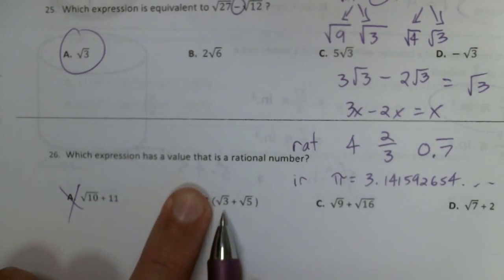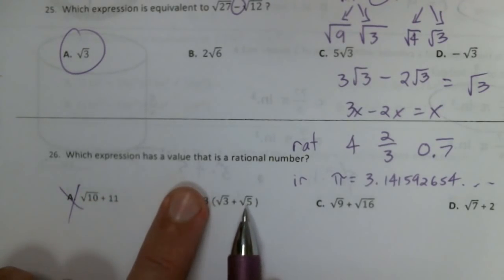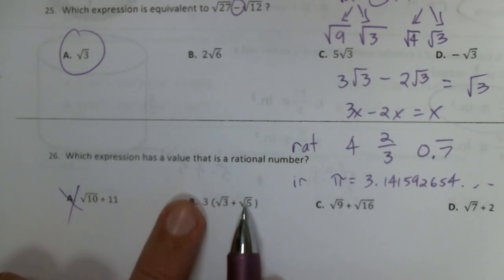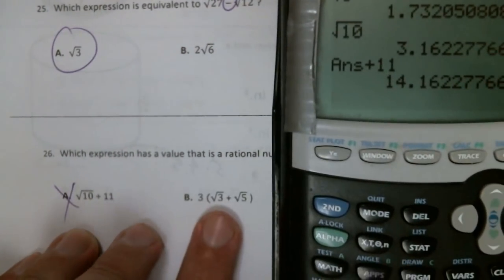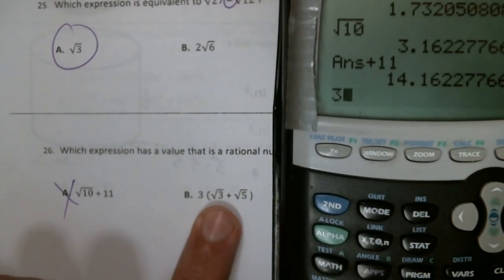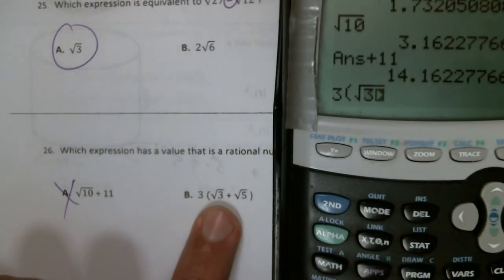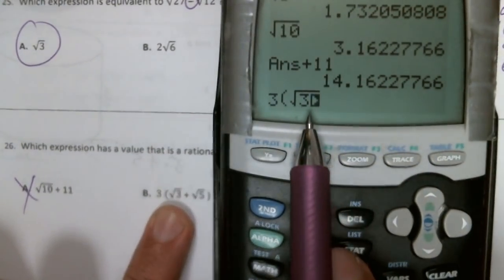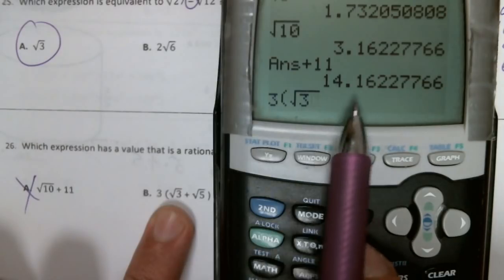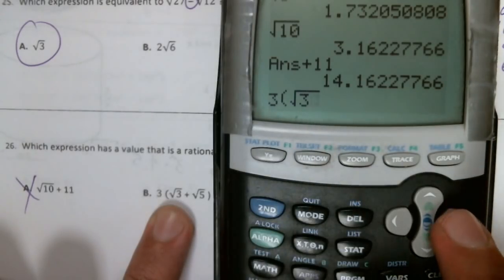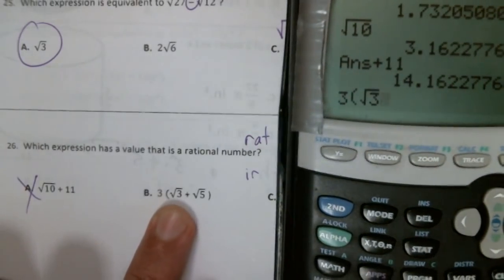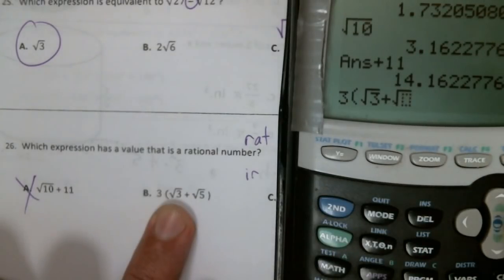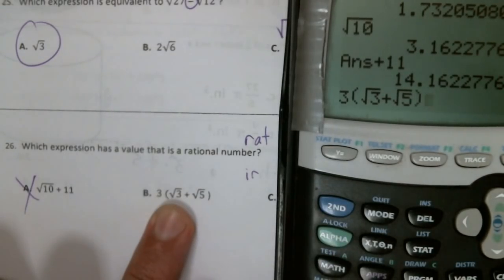Let's do the parentheses first. Square root of 3 plus the square root of 5, I can't add those. That's 1 apple plus 1 orange. I can't add those. So in this case, I would just multiply this on my calculator. I would do 3, parentheses, square root of 3. If your calculator's not like mine, guys, you've got to get the cursor out from underneath there, so press this little over button. Now I'm outside the house. Plus the square root of 5. Get outside the house. Close the parentheses.